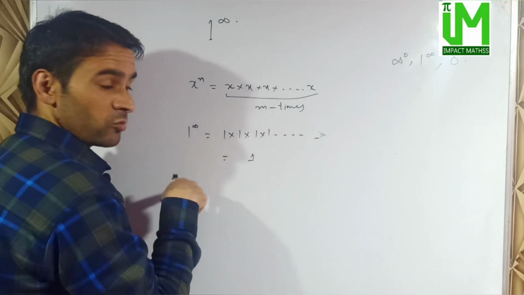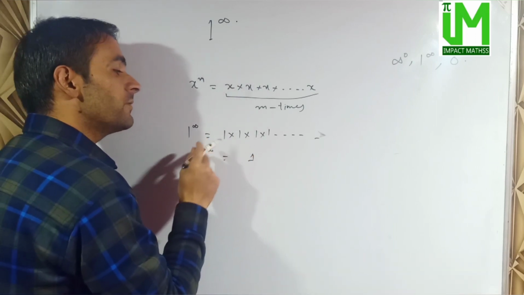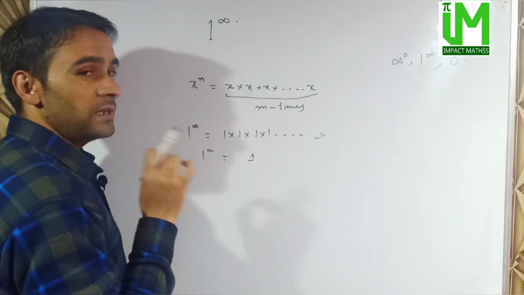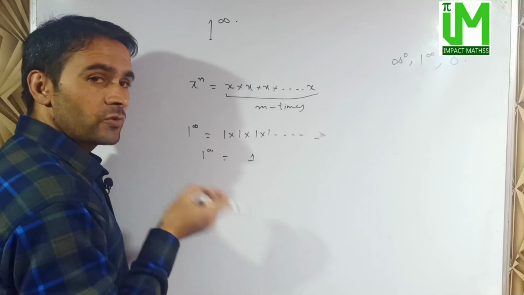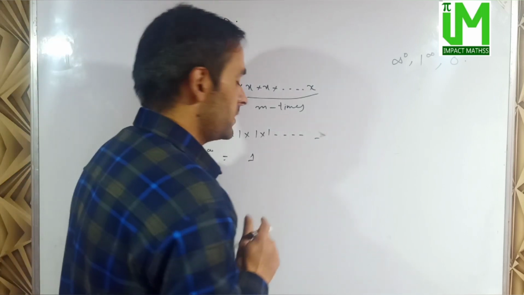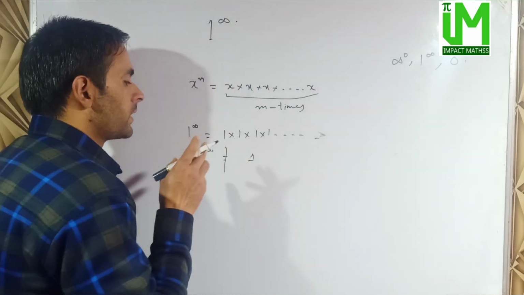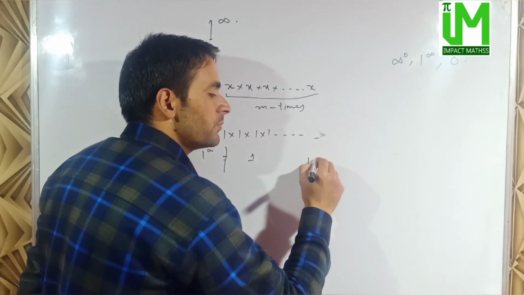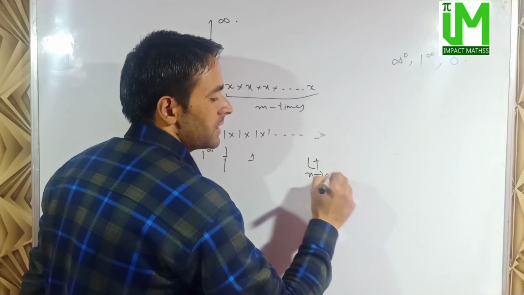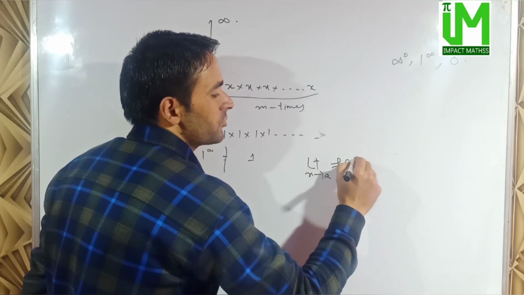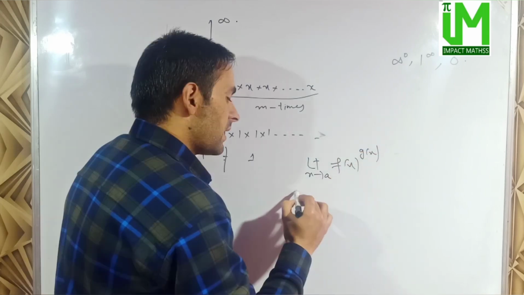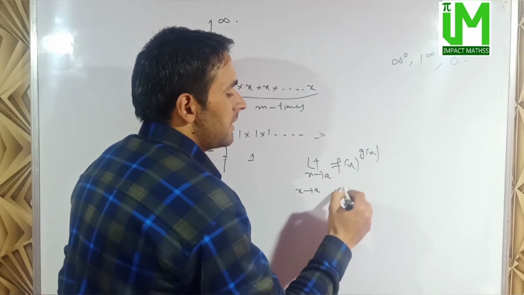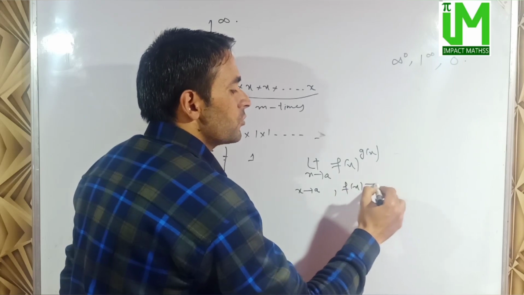Now is it so 1 raised power infinity is 1? And if 1 raised power infinity is 1, that means it is not an indeterminate form. But it is not so. 1 raised power infinity is not equal to 1. Because precisely we are dealing with the limiting forms here, and we are computing the limiting form of the type limit x approaches to a fx raised to power gx, wherein अगर x a को approach कर रहा है, then f of x approaches to 1.